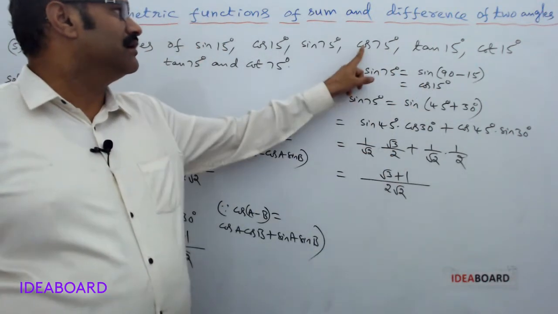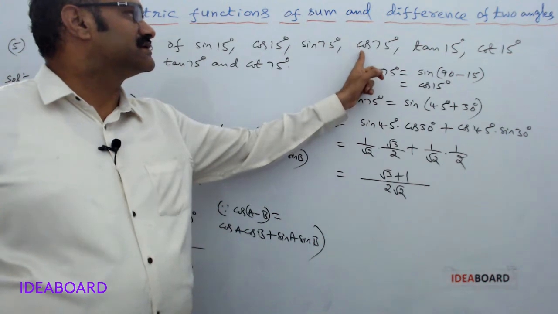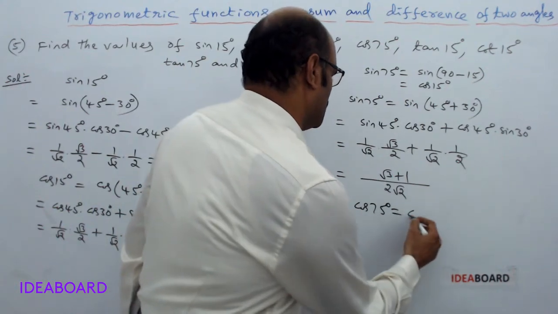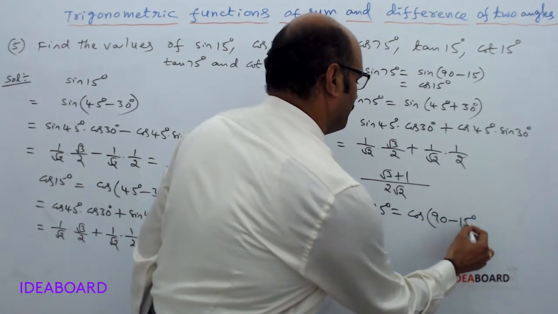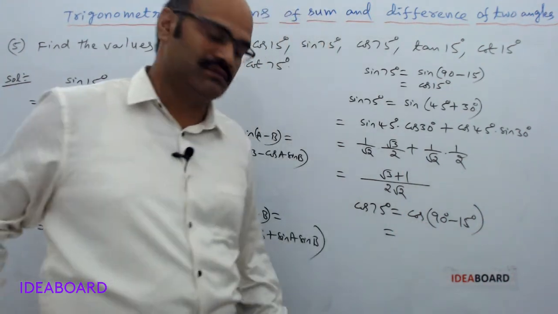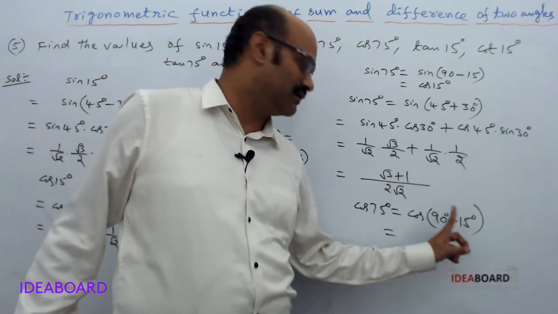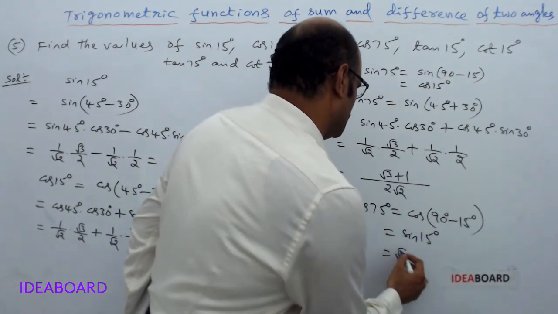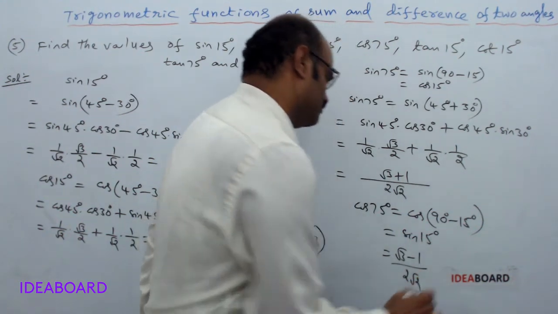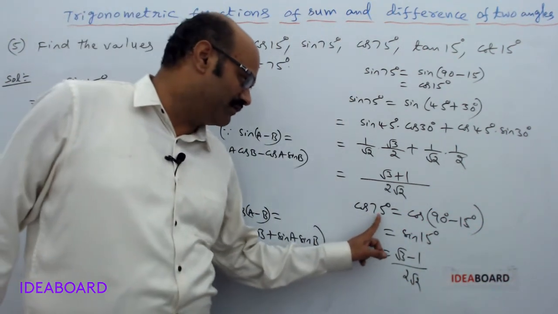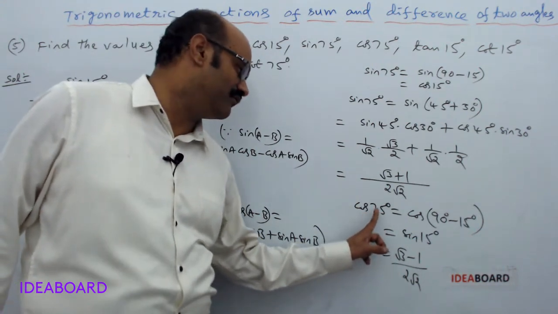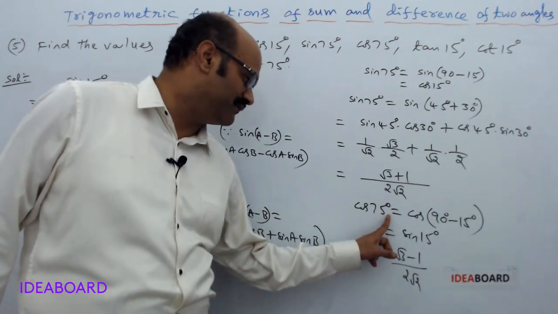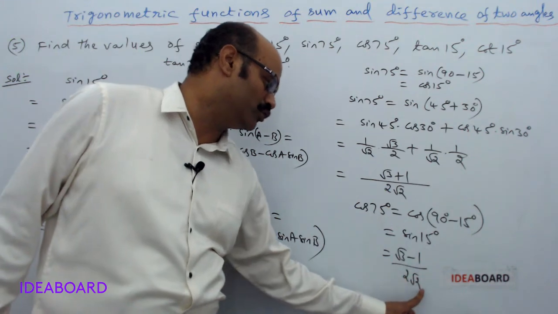Similarly, cos 75 is nothing but sin 15 degrees only. Cos 75 degrees equal to cos of 90 minus 15, and cos of 90 minus alpha equal to sin alpha. Sin 15 equal to root 3 minus 1 by 2 root 2. To find the value of cos 75 degrees, we can take cos of 45 degrees plus 30 degrees, apply the formula cos of a plus b and simplify. We get root 3 minus 1 by 2 root 2.